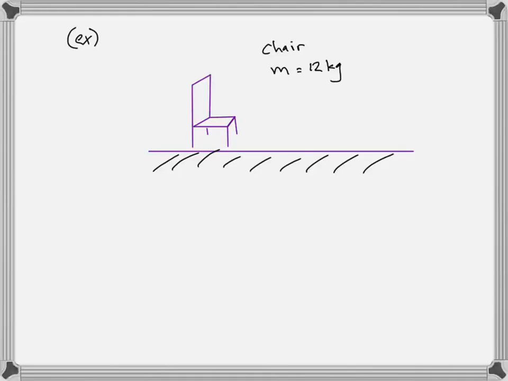Okay, let's say we're introducing Newton's second law problems. Let's just say, for example, you have a chair sitting on a floor. Its legs are on the floor, and the chair has a mass of 12 kilograms. I want to know all the forces on the chair, and what are their magnitude and direction?